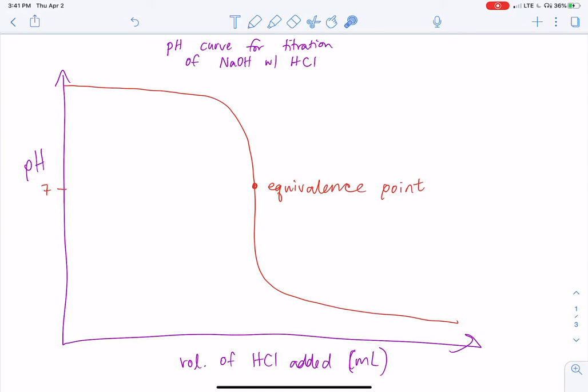If I keep going all the way down, then the HCl starts to control the pH of the solution, and I get very acidic pH values. So that's what a typical pH curve would look like for the titration of a strong base with a strong acid.